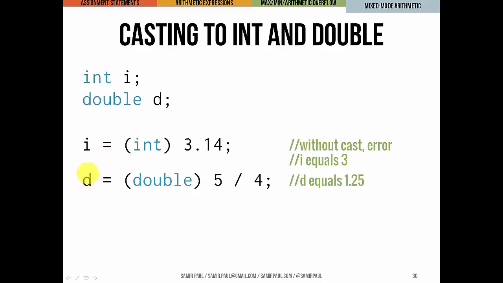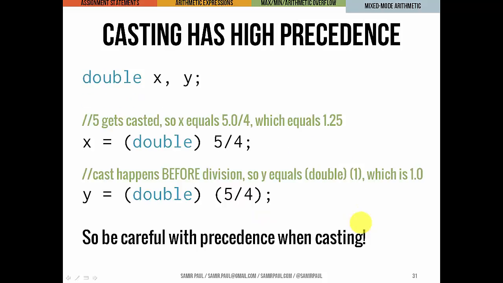Likewise, if I take this double variable D, okay, look, I've got (double) 5 divided by 4. Now, something interesting happens here. I'm casting 5 and then dividing by 4 because casting has a higher precedence than division. That's unexpected, but it leads to some quirky things. If you take a look here, double, we have x and y. Okay, 5 divided by 4. Well, because the cast has a higher precedence than division, that 5 gets cast to a double before the division happens. So we end up with 5.0 divided by 4, which equals 1.25.